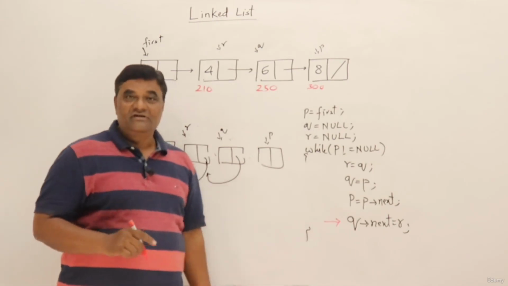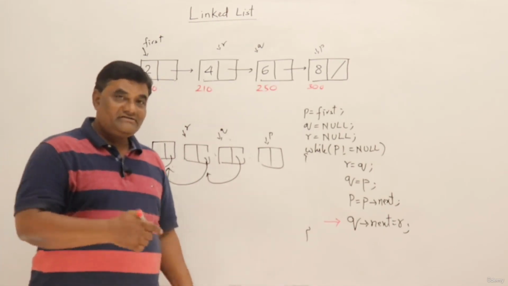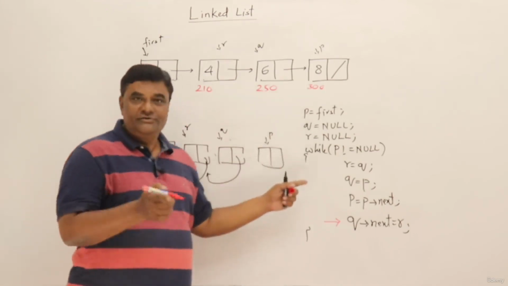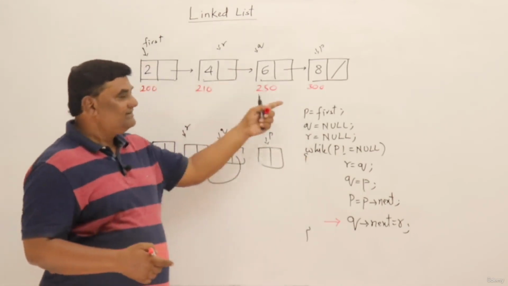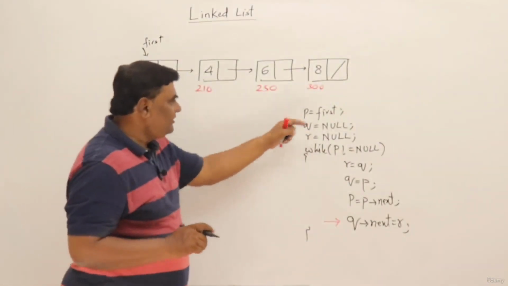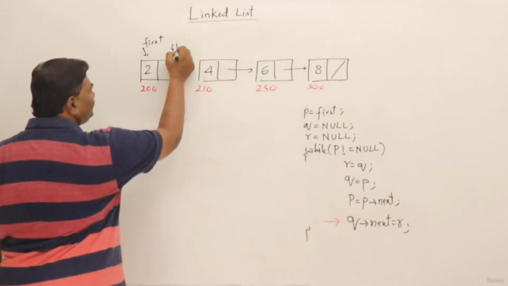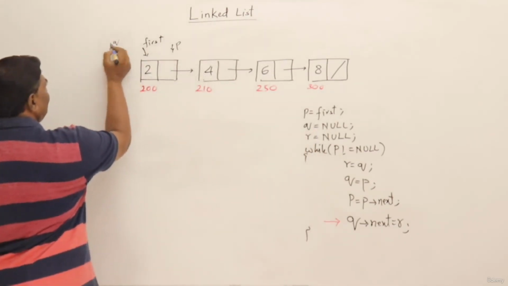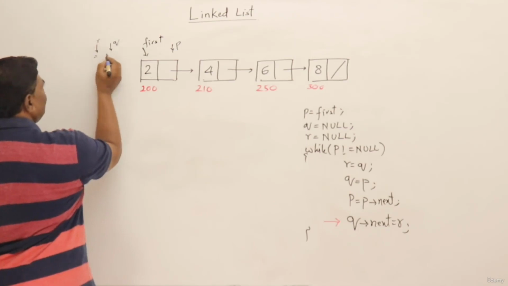This is the procedure for reversing a linked list by reversing their links. Let me trace this and show you how it works on this example linked list. So I am tracing it. P is upon the first node. Q and R are null.